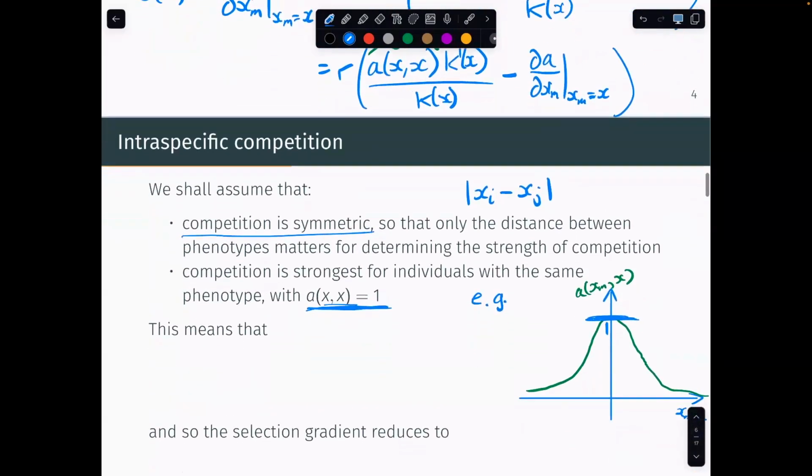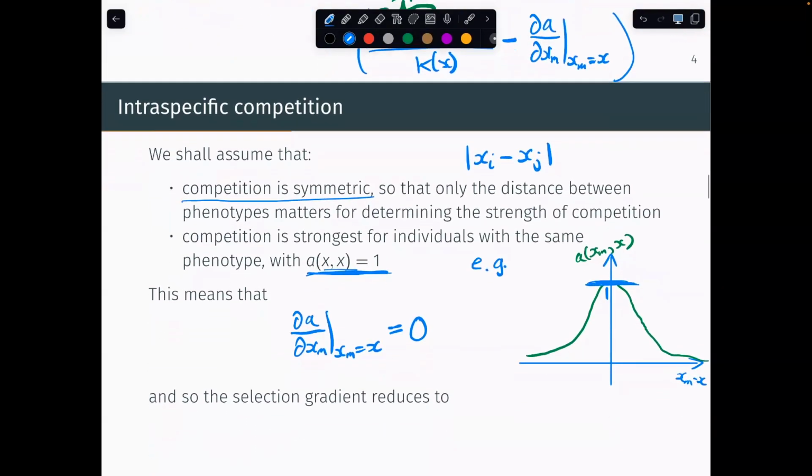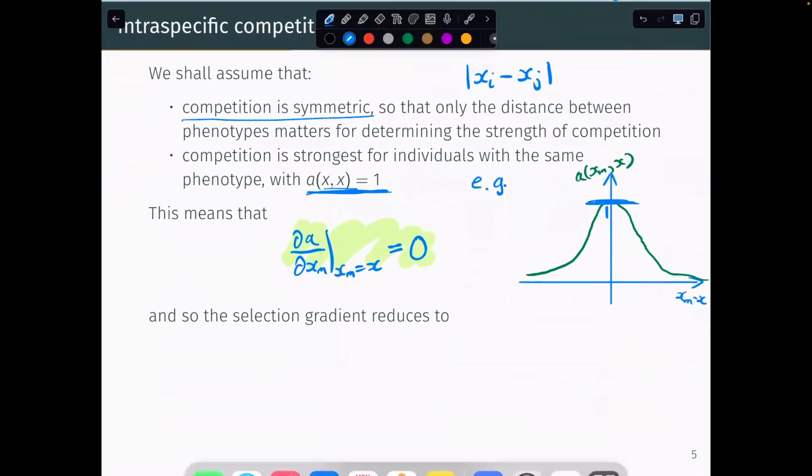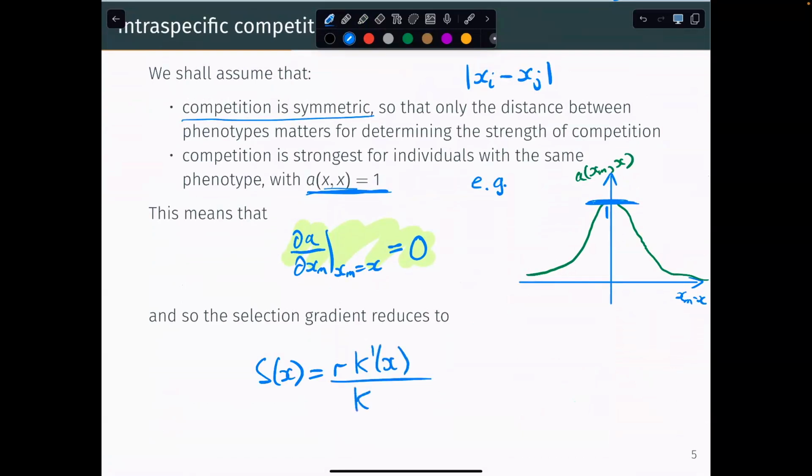So because this is a peak at 1, my partial derivative of a with respect to xm, when xm is equal to x, is going to equal what? Shouldn't it be zero then? We're at a peak, just like any function, right? So this term here is going to equal 0. Note that this here is just this here. So that means that my selection gradient initially in this population that I'm starting with, my monomorphic resident population, is just going to reduce to the first term, r times k prime of x over k of x.